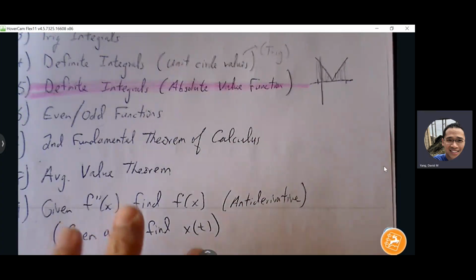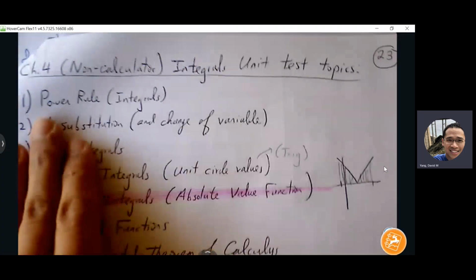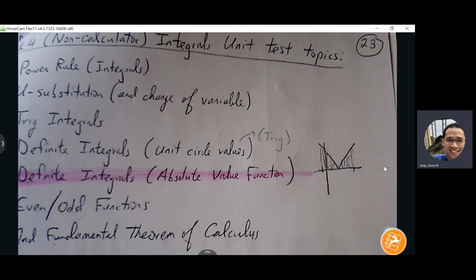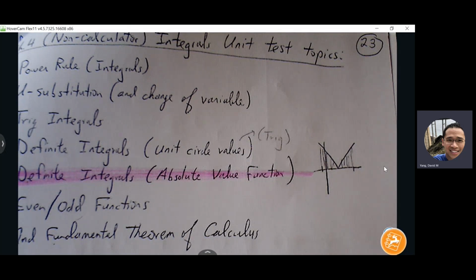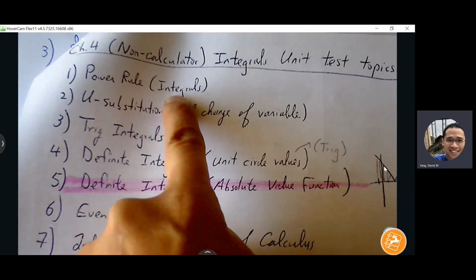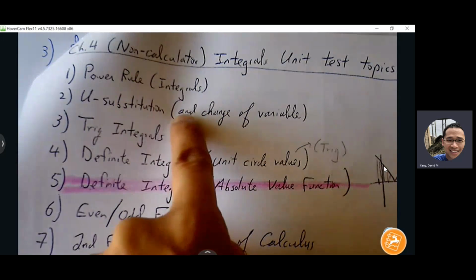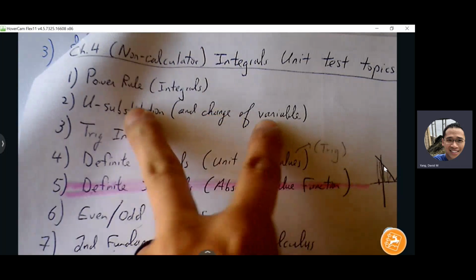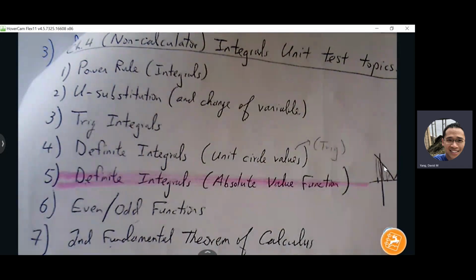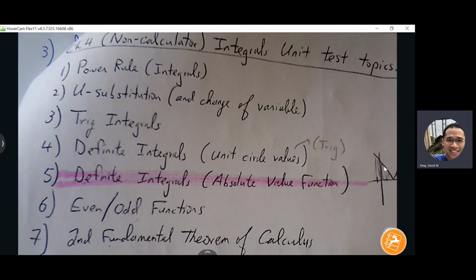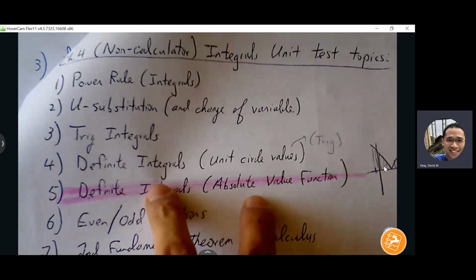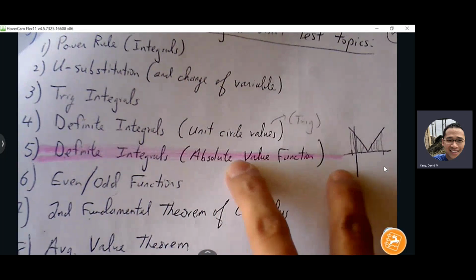Okay, if you turn to page 23, these are what you can expect on the test on Friday. And I also have 2 review worksheets in this packet that look very similar to the test. So you're going to have to do power rule for integrals, which we've been practicing with, use substitution, and change a variable. We did that yesterday, and we'll practice some more. Trig integrals, we just saw some of that with average value theorem. Definite integrals involving unit circle values. We did some of that today as well. The only thing I haven't gone over yet is the absolute value function for definite integrals.